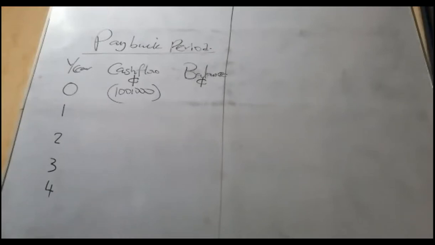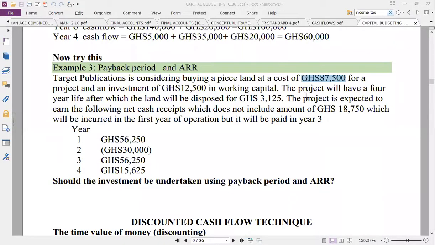Then year 1 cash flow. But there's something here. The examiner said the project is expected to earn the following net cash flow, which does not include an amount of 18,750, which will be incurred in the first year of operation. So that's year 1. They will incur it here, but it will be paid for in year 3. So where are you going to include it? It must be part of year 3 cash flow.